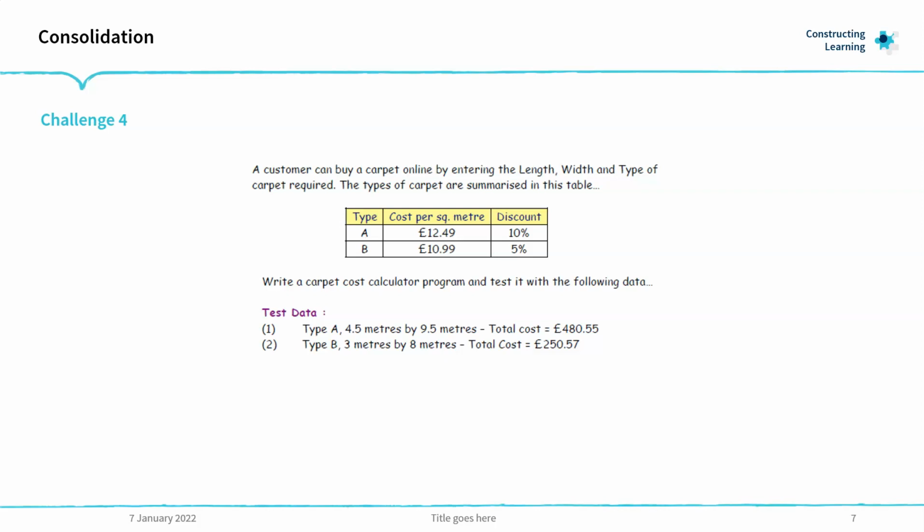Type A, the width is 44.5 meters, the length is 9.5 meters, and then you need to minus the discount, the total cost being £480 and 55p. Type B, 3 meter width, 8 meter length, and the total cost should be £250 and 57 pence. Pause the video, have a go. Let's see how you get on.